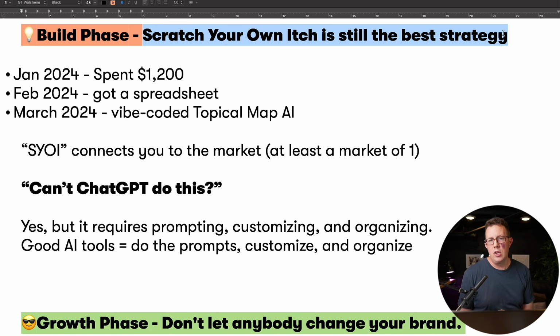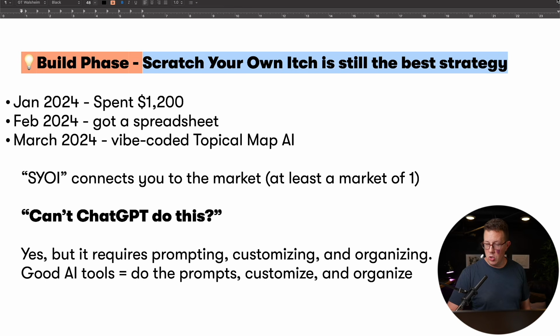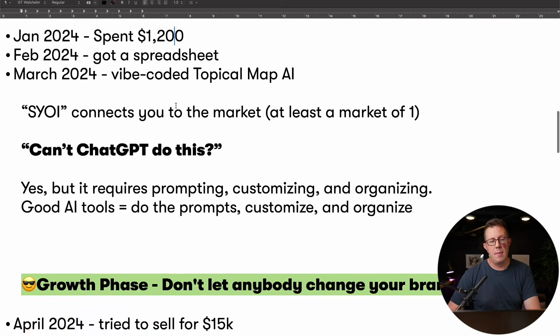Meaning yourself, right? You build something that you could use. So keep a running list of your own itches, if you will. Even when you're not looking for new ideas, it's good to keep a running list to cultivate your mind into thinking about them. And that's how I came up with Topical Map AI.